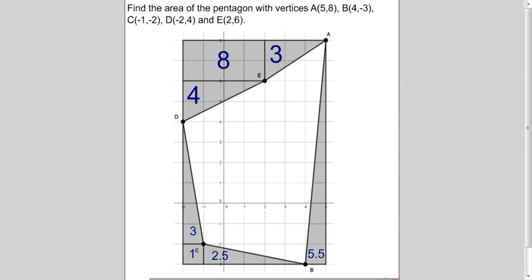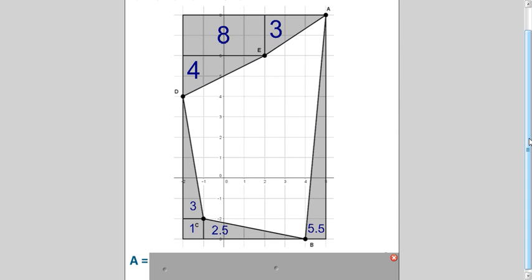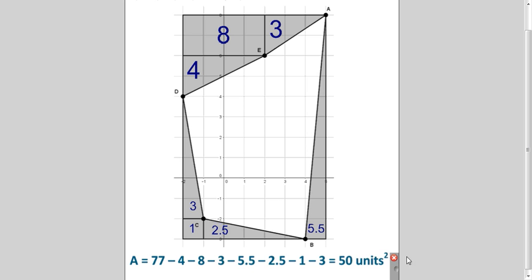So if we did this correctly, you should end up with these areas. I wrote them in blue here. And so the area is going to be the area of the rectangle, which is 77, minus each of these little areas, which gives us at the end exactly 50 square units.